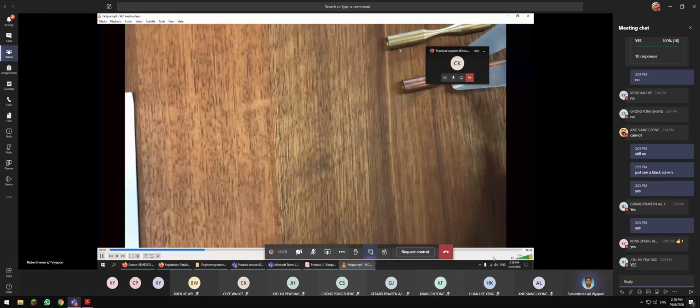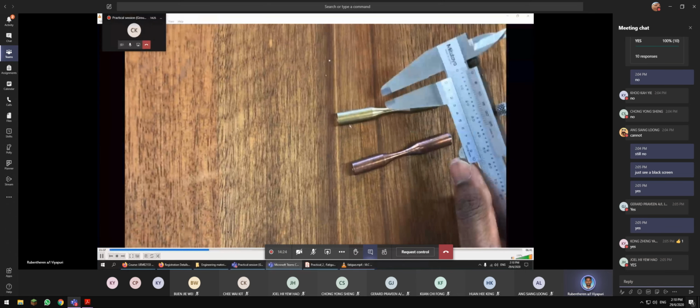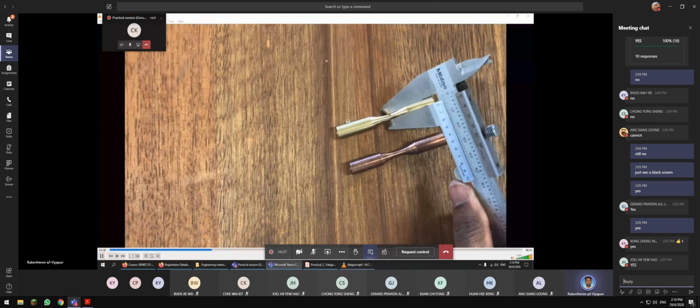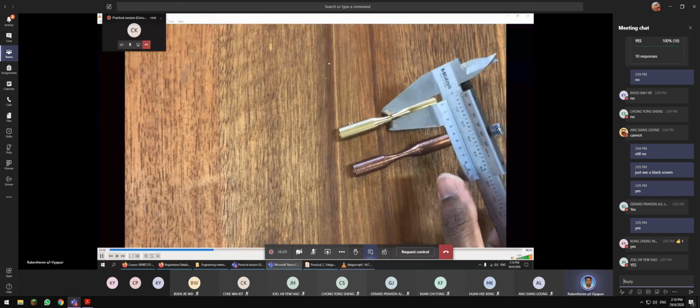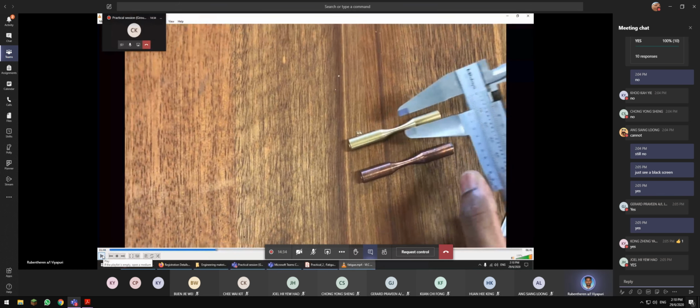Next step is to measure the smallest diameter, which is the center of your specimen. Here again I'm repeating the same procedure. You have two specimens. The first specimen is copper, the second specimen is brass. The first step is to take the length of each specimen and then the smallest diameter of your specimen. Obviously the smallest diameter is in the center of your specimen.